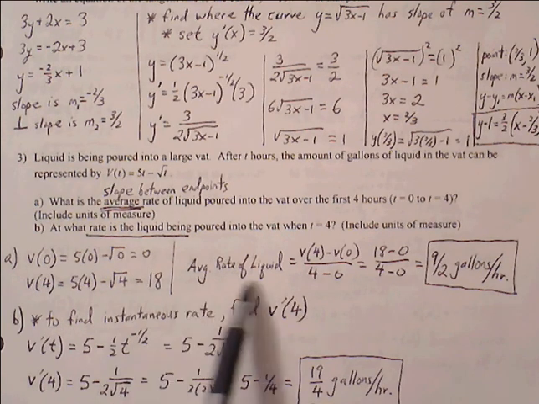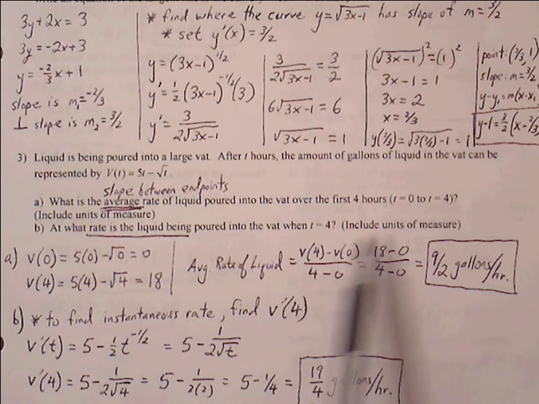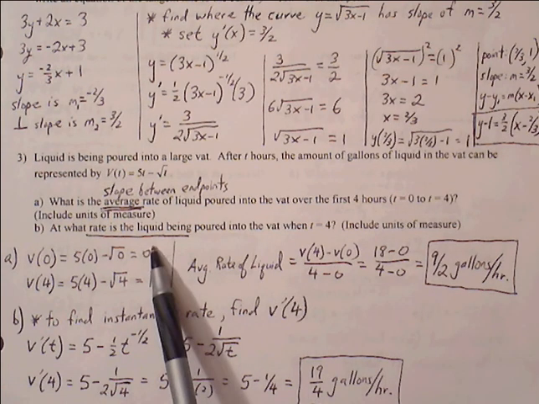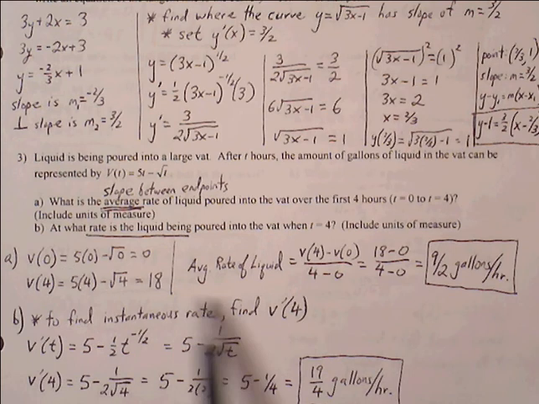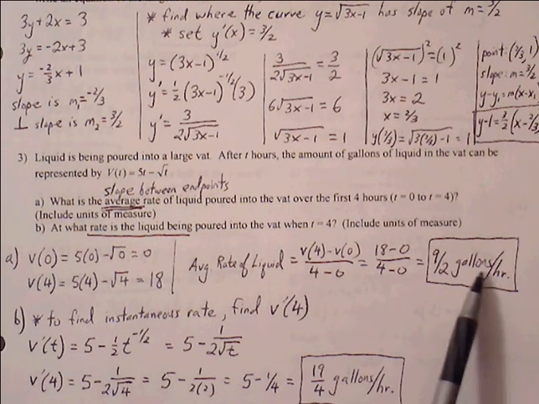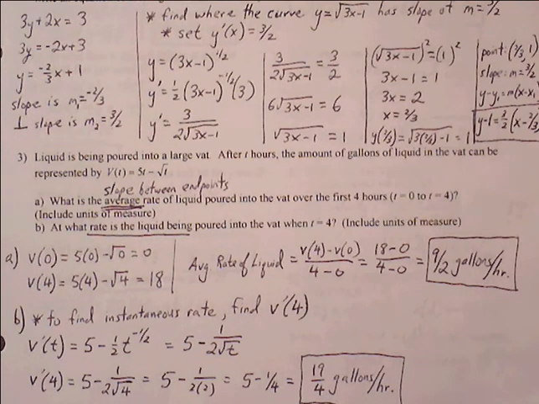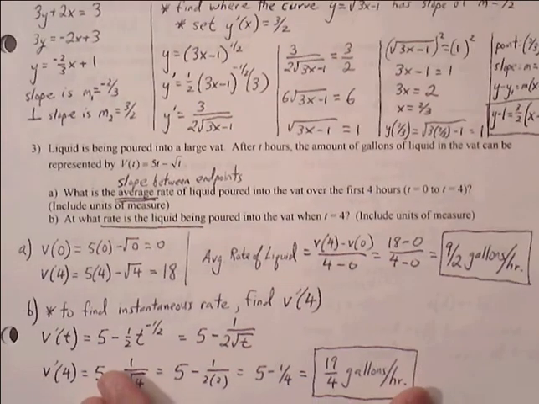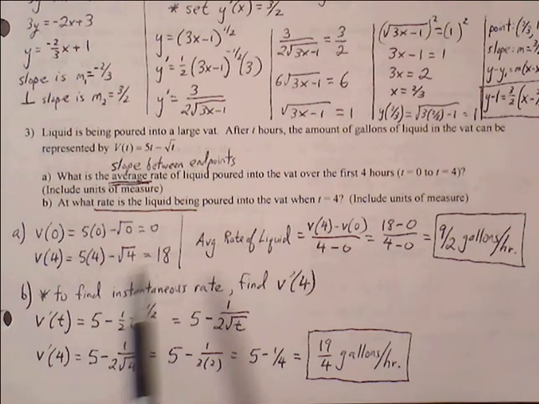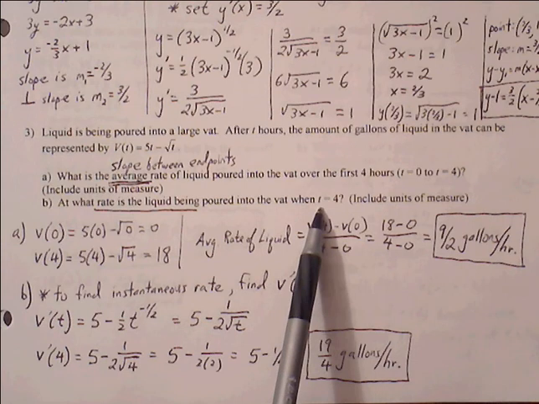So the average rate of liquid, okay, it's just going to be V of 4 minus V of 0. So 18 minus 0 over change in time, 4 minus 0, and that reduces to be 9 halves. This is a rate, so we have to represent this with a measure of gallons per hour. Now part B says, at what rate is the liquid being poured into the vat when t equals 4? Now this is instantaneous rate of change.